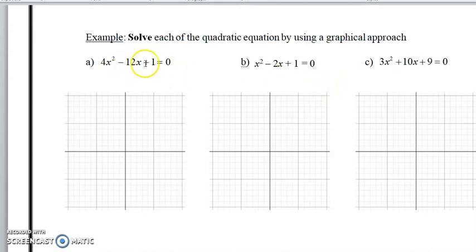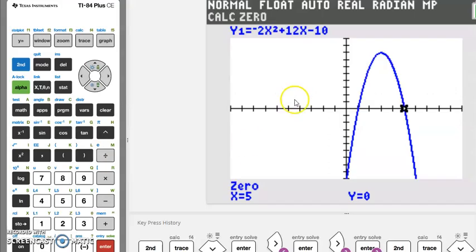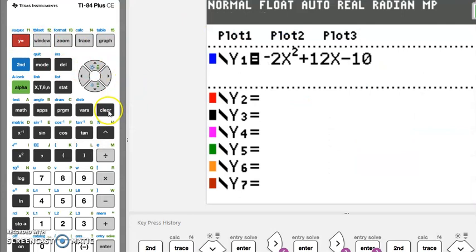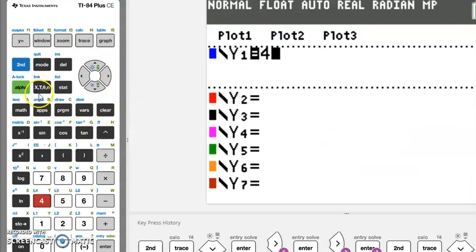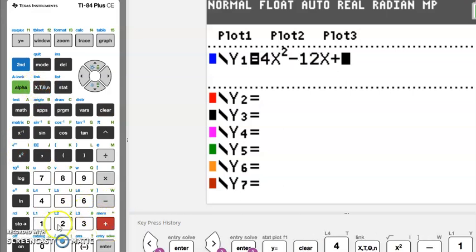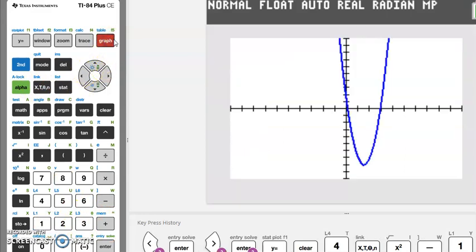And the first one, we have 4x squared minus 12x plus 1. So remember, when you graph it, you have to set it equal to y1 on your graphing calculator, or it will not work for you. So it's y equals, clear this existing equation, with 4x squared minus 12x plus 1. The graph is going to be opening upward. Very nice. Okay. And find the x-intercepts the exact same way we did them before. I won't go through that again in the interest of time.